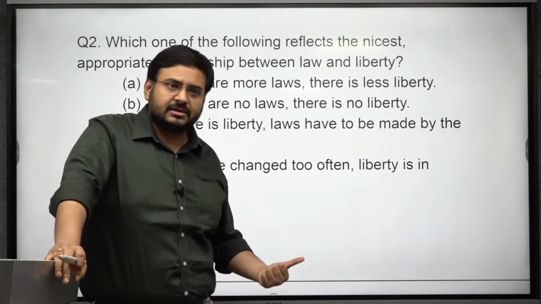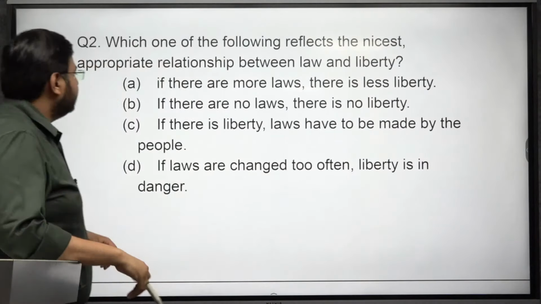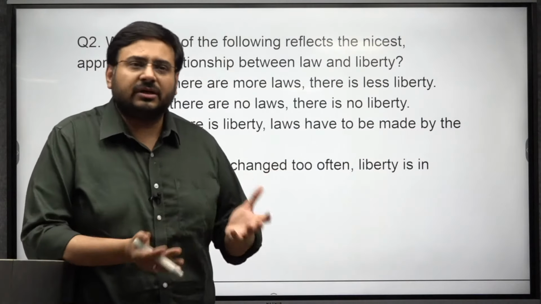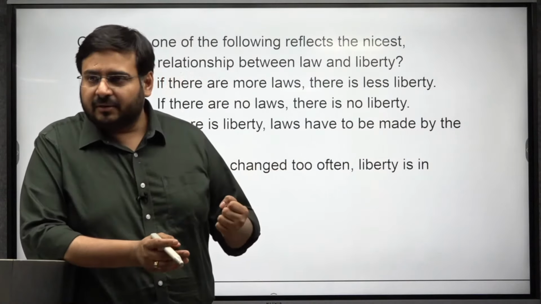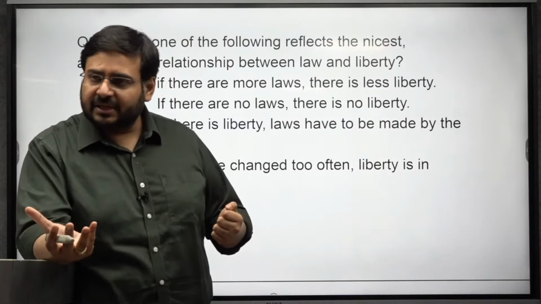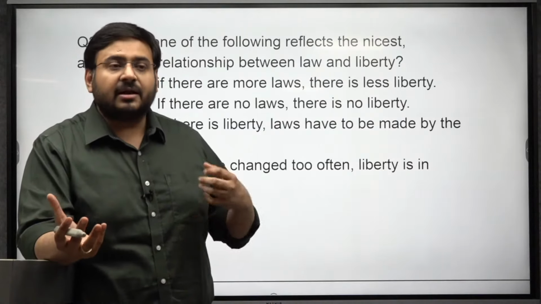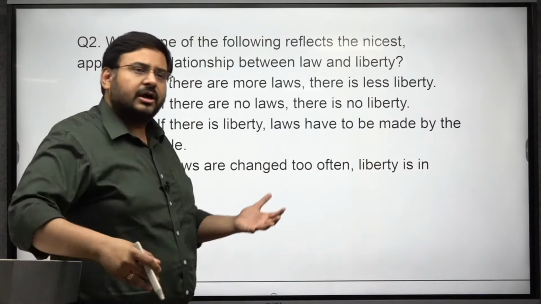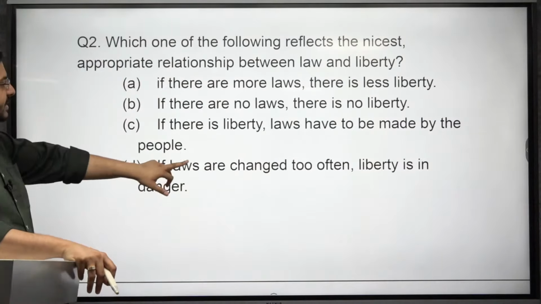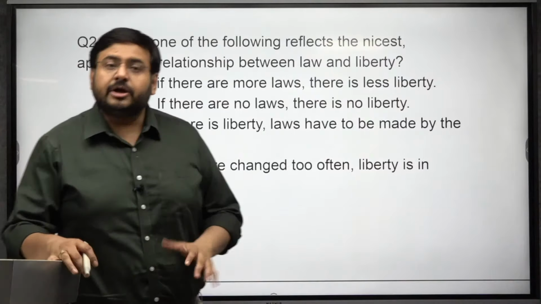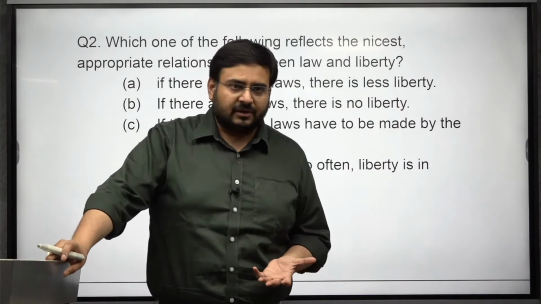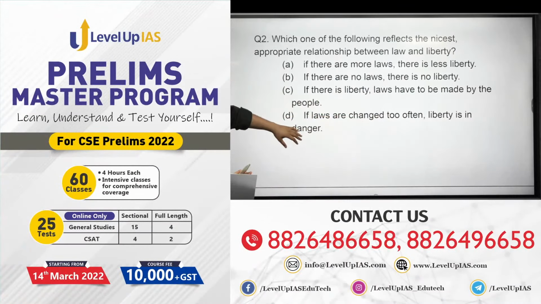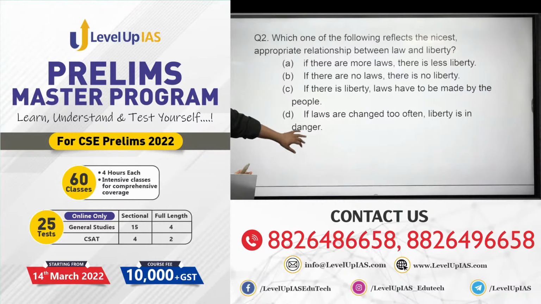Let us go to the other statements. Then third, if there is liberty, laws have to be made by the people, but it was not necessary. In a liberty, law may be made by the representative democracy also. In liberty, laws may be made by the crown also, in the constitutional monarchy also, not necessarily. If laws are changed too often, liberty is in danger. It may expand the liberty also. If the laws are changed too often, the answer will be B. Okay? The answer will be B, that if there are no laws, there is no liberty.